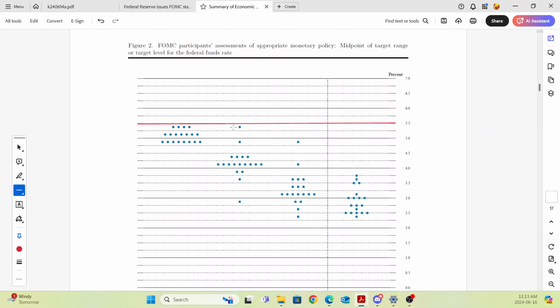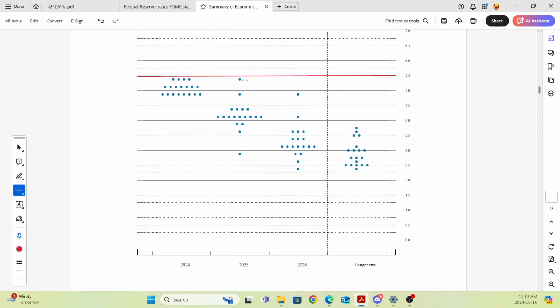For 2025, one is saying there's no cut, one sees a 25 basis point cut, but the majority are sitting close to 4.25%, which is 3 cuts. For next year, 100 basis points of cuts, and for 2026 they expect to stay at 3.5%, also 100 basis points of cuts. And for the longer run, again, they say it can stay around 2.5 to 2.8%.